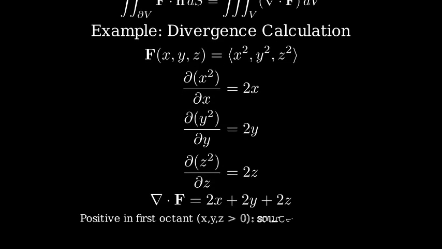This tells us that the divergence is positive in the first octant where x, y, and z are positive, indicating an outward flow or a source-like behavior in that region.